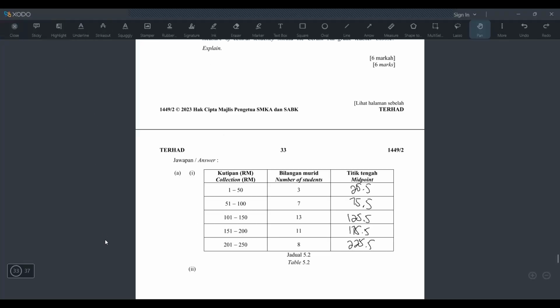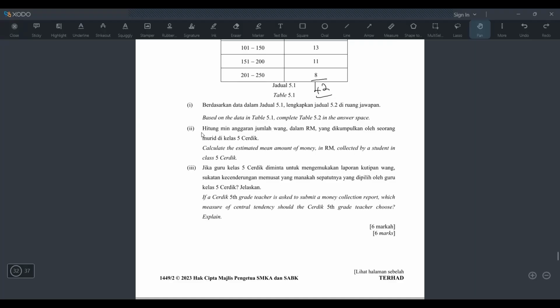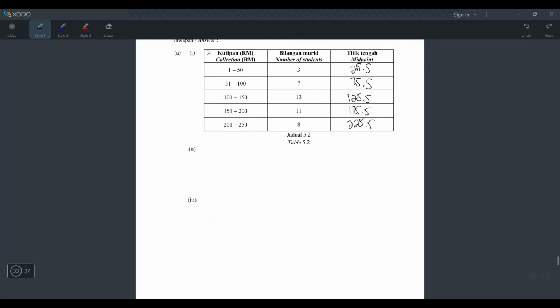Okay, now the next part, what do they want? They want us to calculate the mean amount of money in RM collected by a student in 5 Cerdik. Okay, find the mean. Very easy. Just now in question 15 I also mentioned it, but question 15 is a different question. That one is ungrouped. The formula we use is the sum of fx divided by the sum of f. This is the formula we will use because there is frequency in our question.